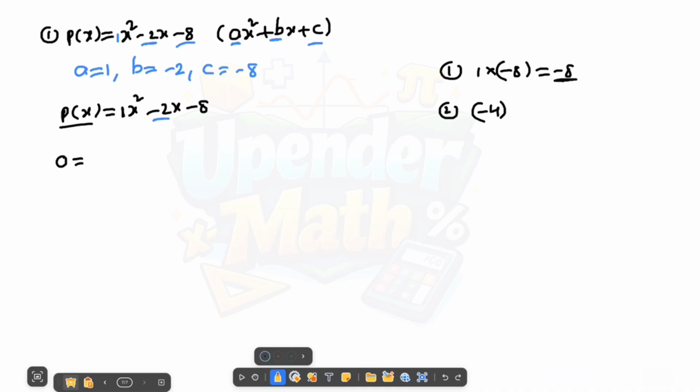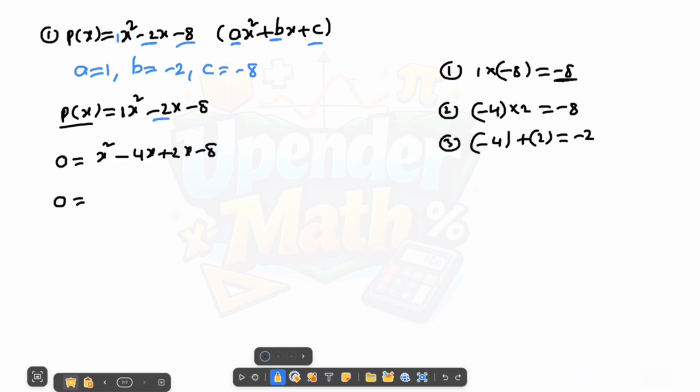Minus 4 into 2 is equal to minus 8. Upon multiplication we got minus 8, and upon addition minus 4 plus 2 is equal to minus 2. So therefore the suitable factors are minus 4 and plus 2. So x square, let's rewrite minus 2x as minus 4x plus 2x minus 8. 0 is equal to, from the first two terms let's take x common.